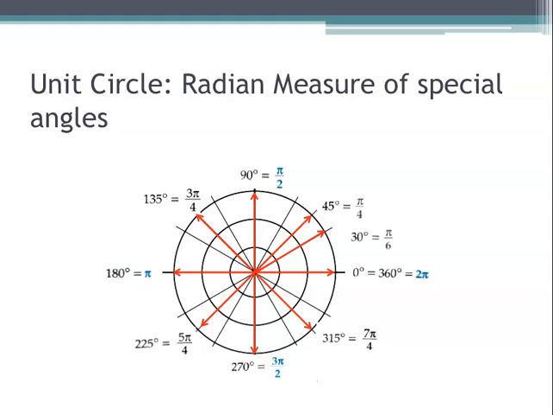So now we look at the 30-degree angle here. That's pi over 6. You can think of that as a third of 90 degrees. So a third of pi over 2 is pi over 6.